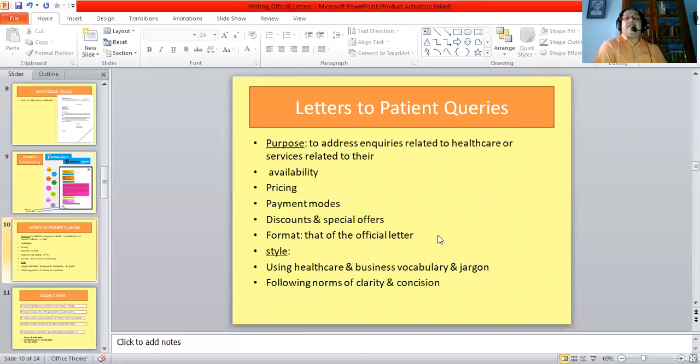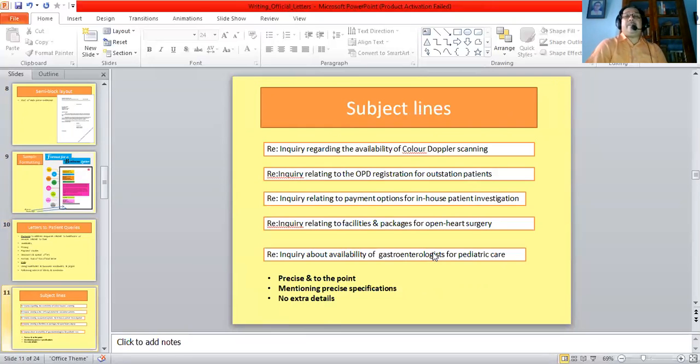Now the format will be that of the official letter, and the style is that I will use simple style, business related, use healthcare and business vocabulary, and follow the norms of clarity and conciseness as far as possible. Now let's look at the sample of this kind of letter. Now the subject line of this kind of letter is, of course, since I'm considering a reply to a query which has come in, so you say clearly that it's a reply to the subject of the letter which was addressed to us as a query.